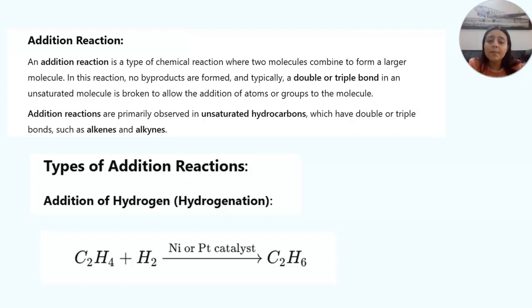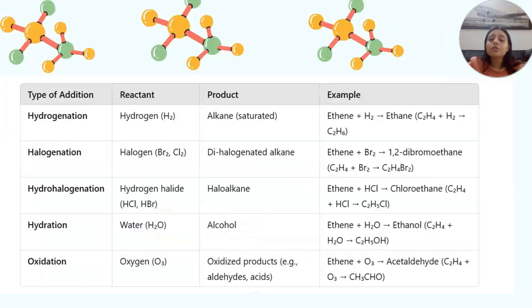Now how does this happen? We are going to see. There are certain types of addition reactions which convert unsaturated hydrocarbons to saturated hydrocarbons. First is hydrogenation, in which the addition of hydrogen takes place, and the product is obviously the alkane only. Okay, so an example is ethene, a double bond unsaturated hydrocarbon.